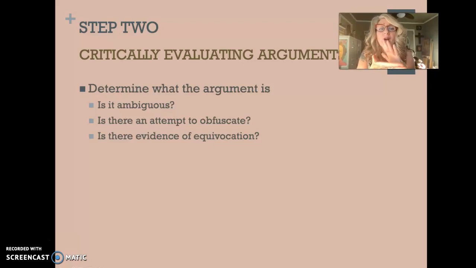Is there any attempt to obfuscate? Obfuscate means, are they trying to conceal anything? Are they leaving things out? Is there any evidence of equivocation? Equivocation means, are they kind of fudging facts? Or are they kind of making something sound the way it isn't truly supposed to be, right? Advertising does that all the time.